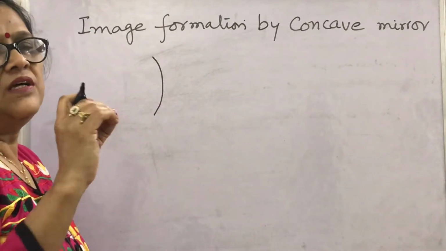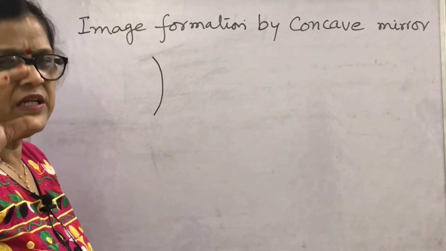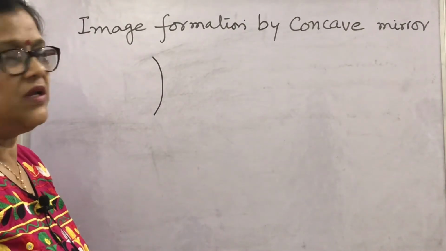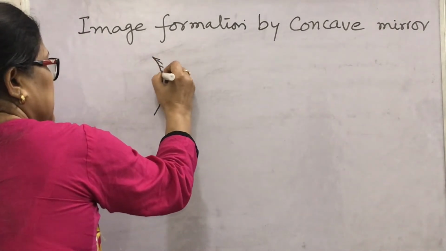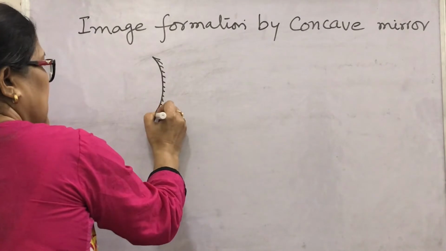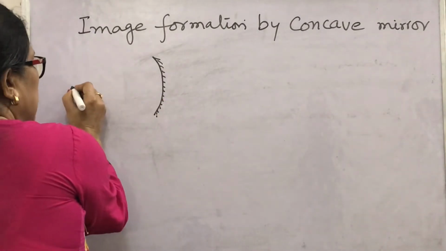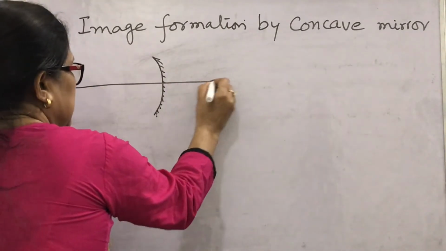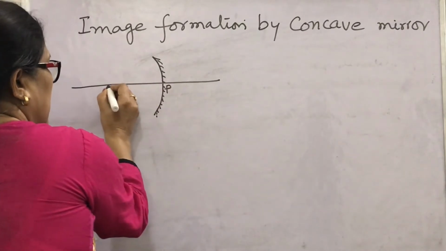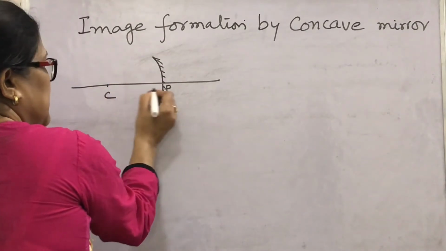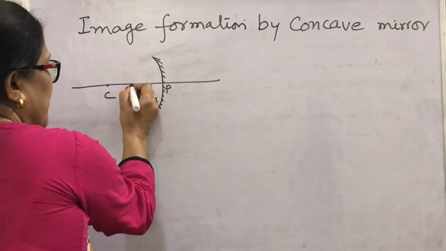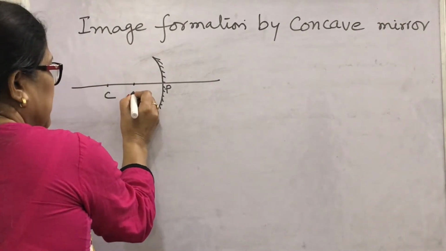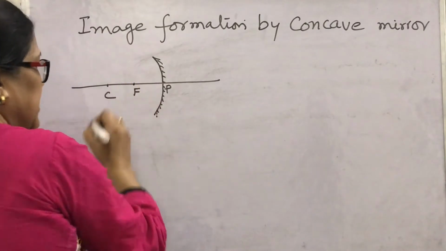Because all the rays are supposed to be paraxial, that is very near to the pole. So, if I am showing this concave mirror like this, this is the principal axis, because it is the line which is passing through pole and center of curvature. Midpoint will be F, because the mirror is of small aperture, so you will write here F.